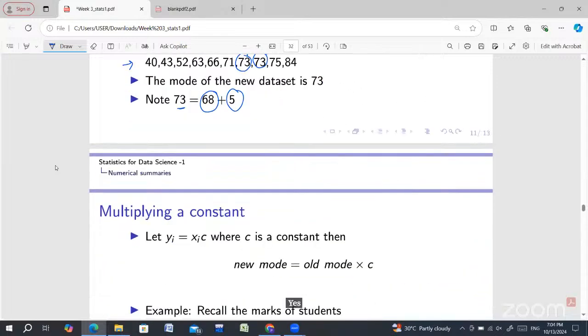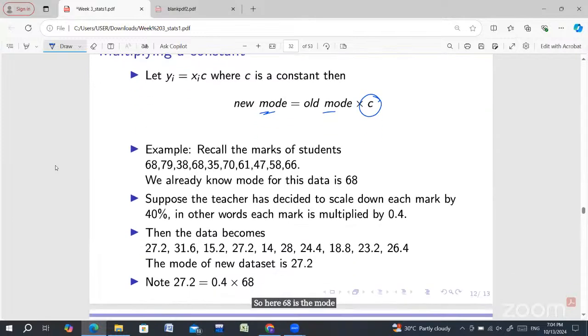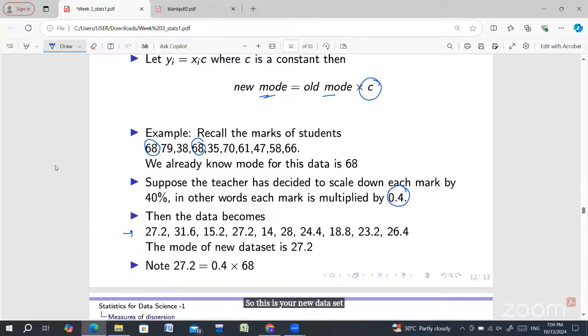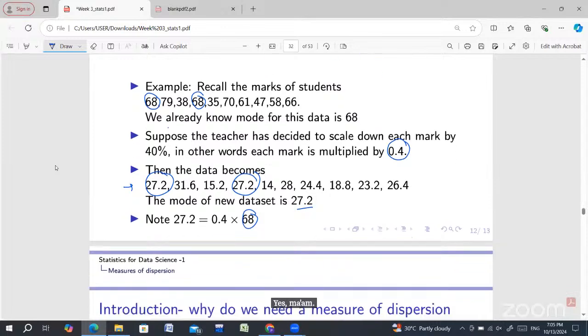Okay. So similarly, if you are multiplying by a constant, then the new mode will be that constant times the old mode. You can verify it by the example. Here 68 is the mode. Now you have multiplied by 0.4, so this is your new data set. The mode is 27.2, this and this. It is nothing but 68 multiplied by 0.4. It's clear? Yes.